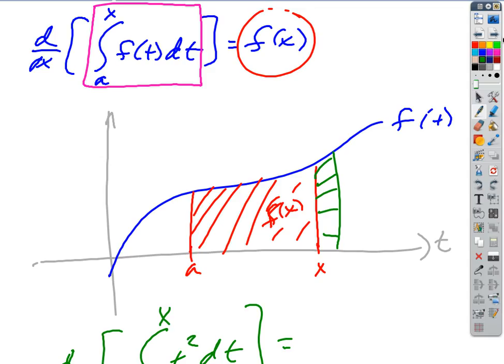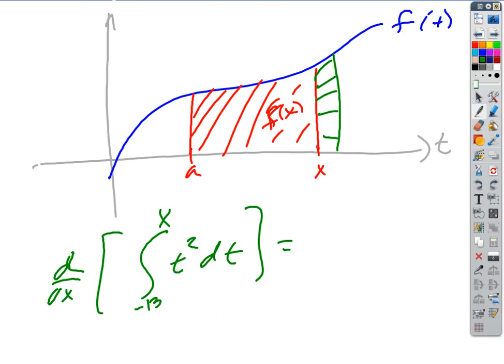If I take the rate of change of this definite integral of f of t dt from some constant up to x, well, the answer is just f of x. So what's this one going to be? All it depends on is the height of the curve at x, right? So what's the answer? Okay, but what's f of t in this case? T squared. So the answer is just x squared. Right? Wasn't it?